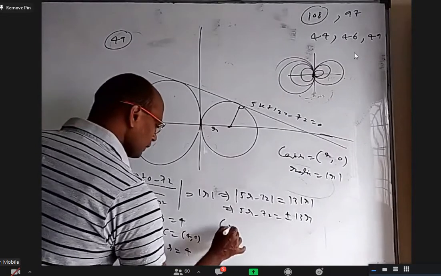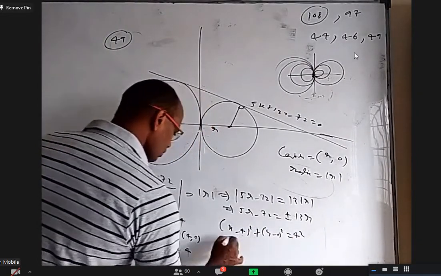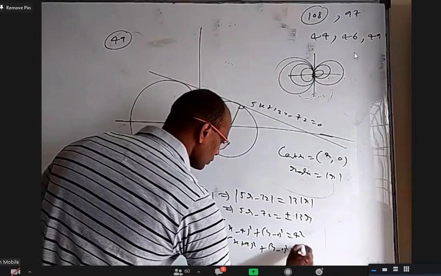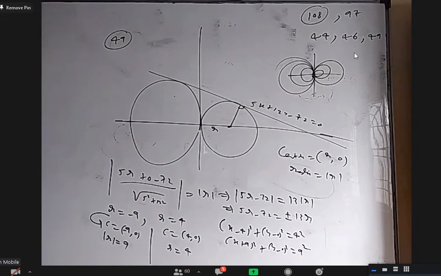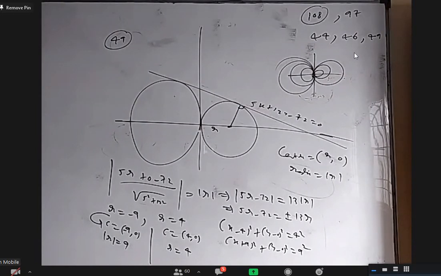You know the center and radius, so you can find the circles. x minus 4 whole square plus y minus 0 whole square equals 16, and x plus 9 whole square plus y minus 0 square equals 81. So simply you have to recognize, let the center be r comma 0, radius is r or mod r, and then from the center the perpendicular distance equals the radius. Is it okay? 49? Yes, sir.